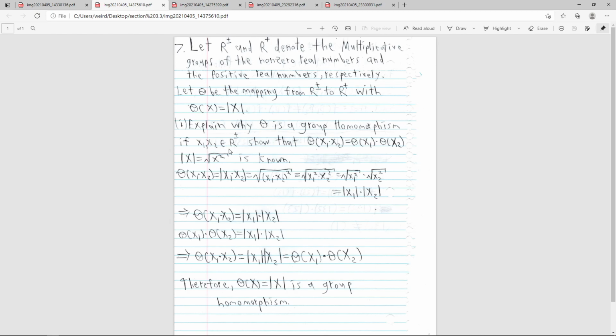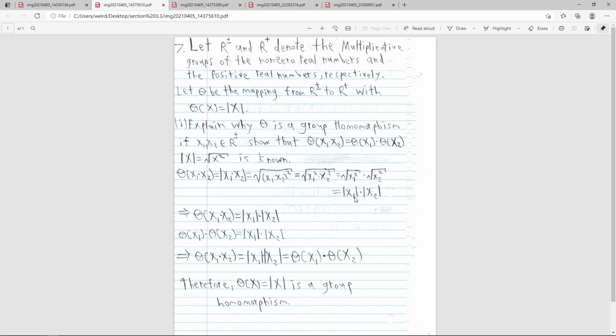If x1, x2 is in R plus-minus, show that zeta of x1 x2 equals zeta x1 times zeta x2. That's what we're showing. This property holds, and like before, it is a homomorphism. So we know the absolute value of x is equal to the square root of x squared, and really quickly we can show zeta of x1 times x2 is equal to the absolute value of the product, and that's what the function gives you. But that's equal to the square root of (x1 times x2) squared, the square root of x1 squared times x2 squared, and then you can separate the square roots and go back to absolute value form.